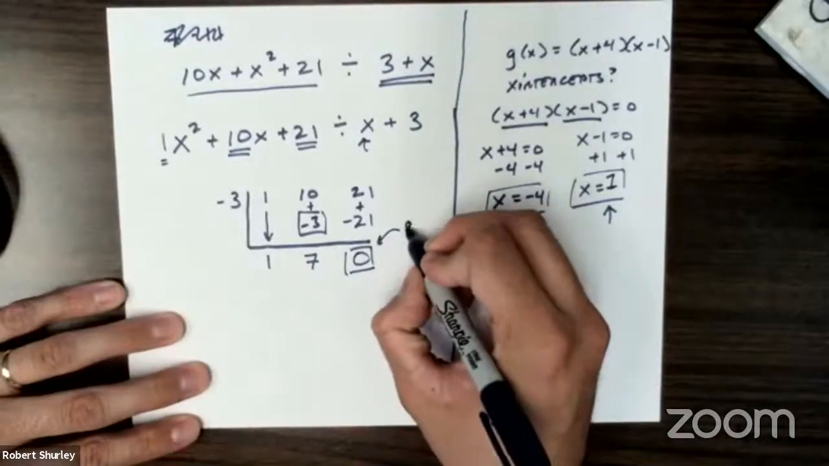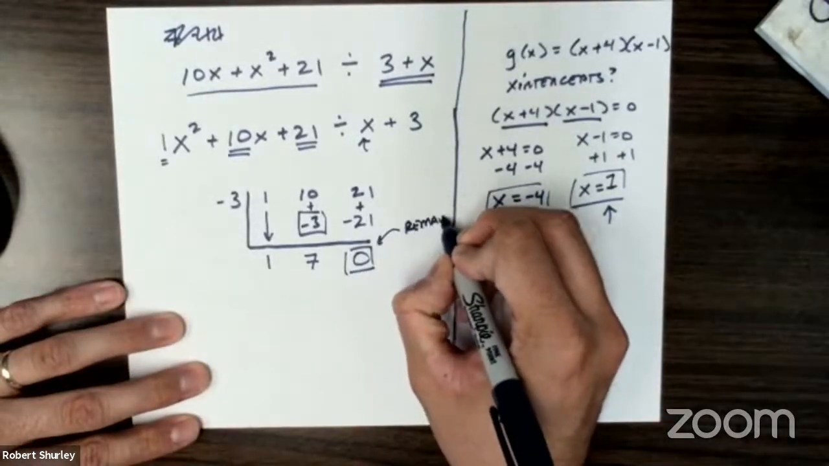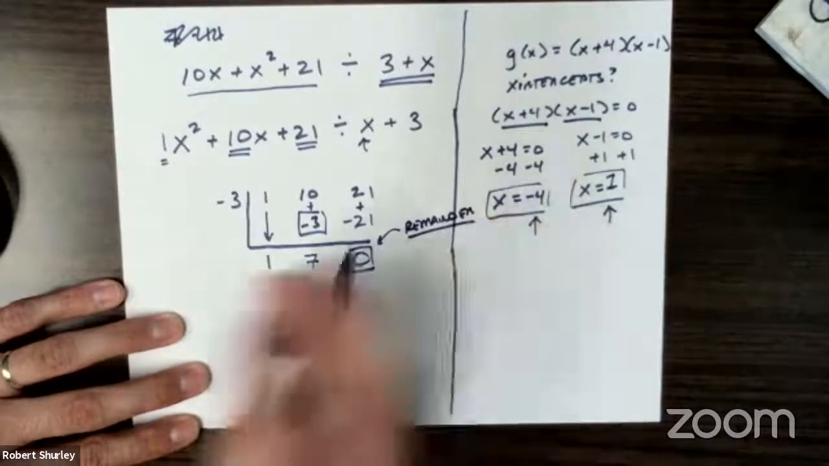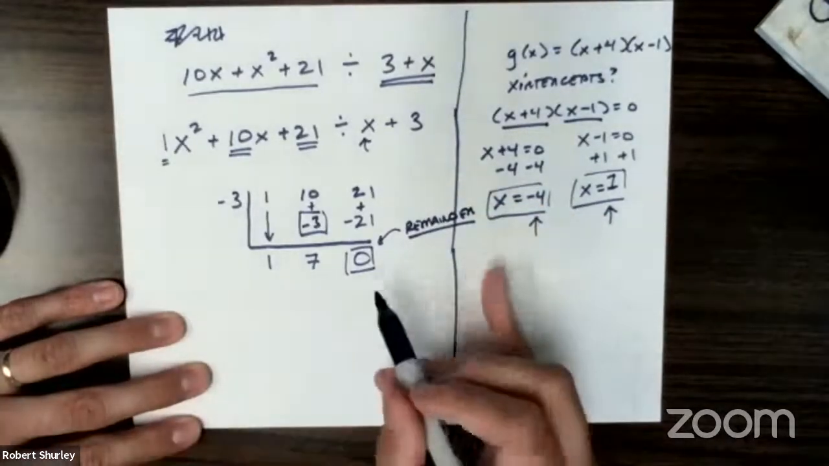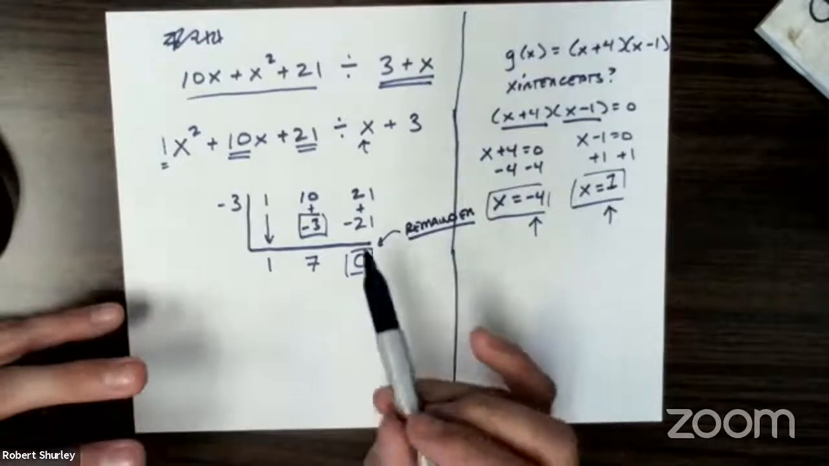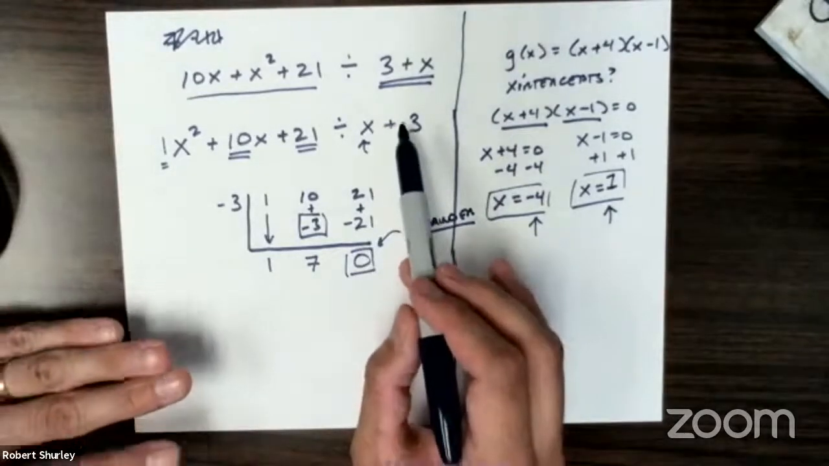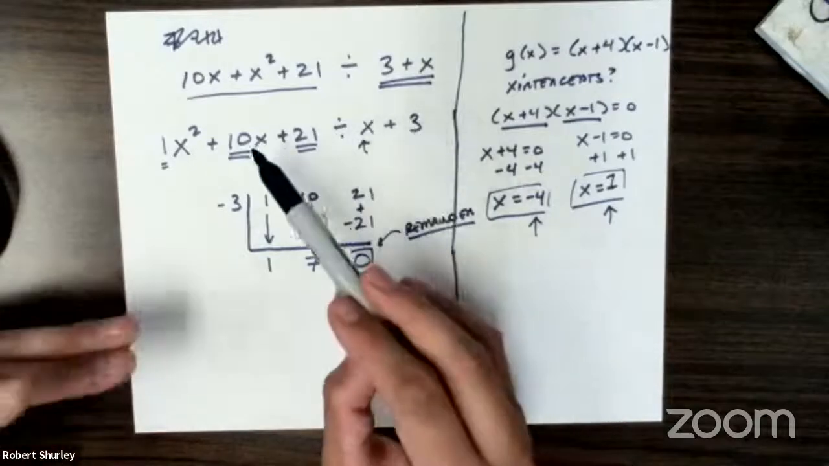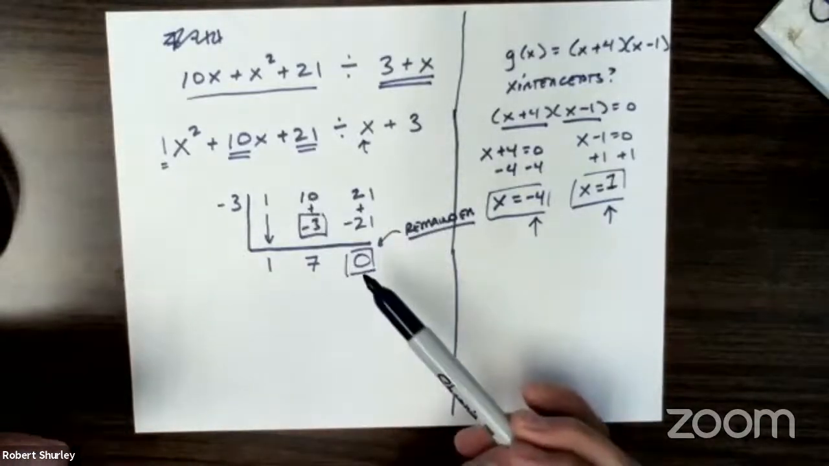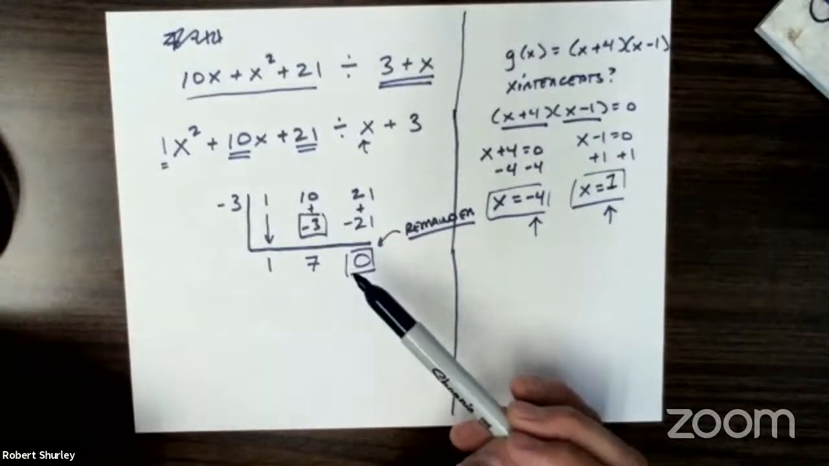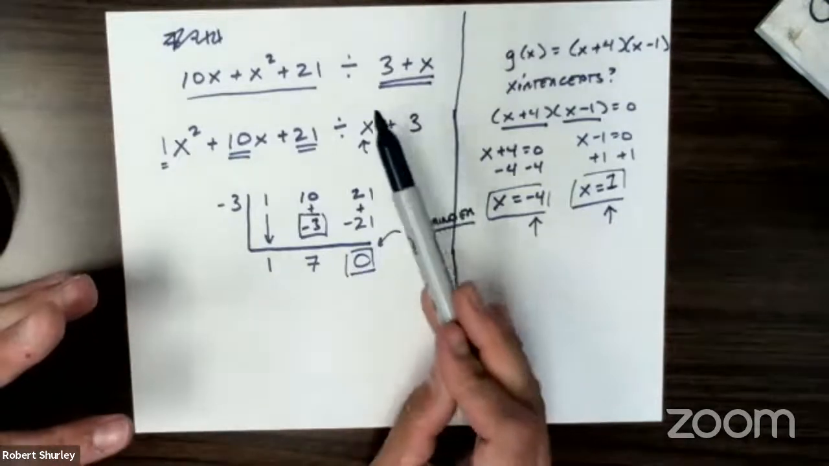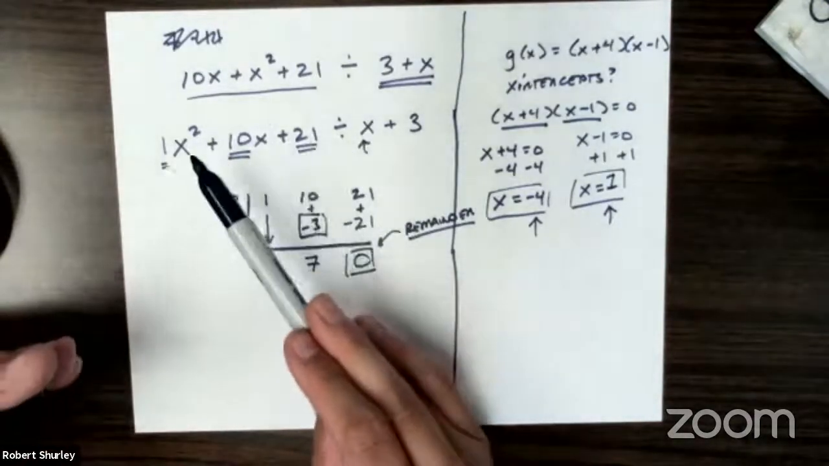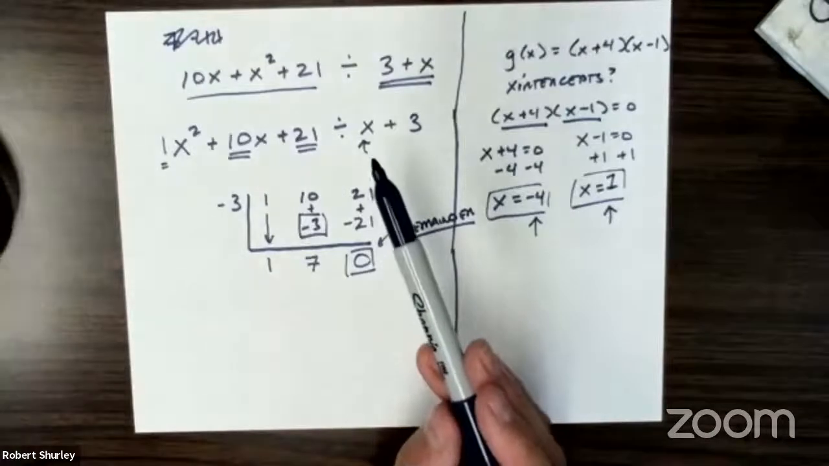This is your remainder. That's your remainder. This tells us everything I need to know about this factor being a factor, actually this divisor, I should say, being a factor of this quadratic. So because we have a remainder of 0, this means x plus 3 is a factor of x squared plus 10x plus 21. That's awesome.